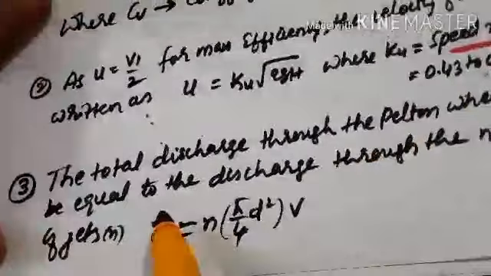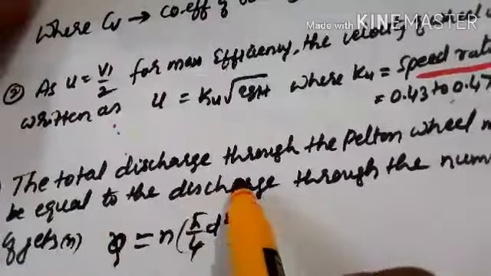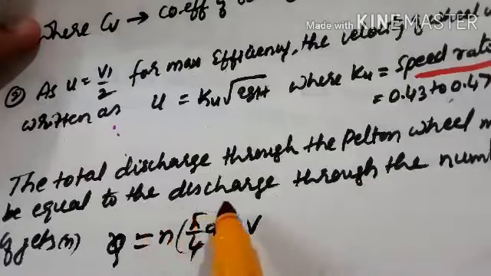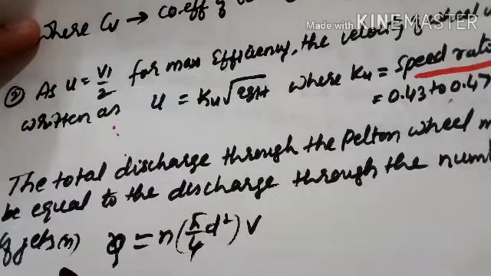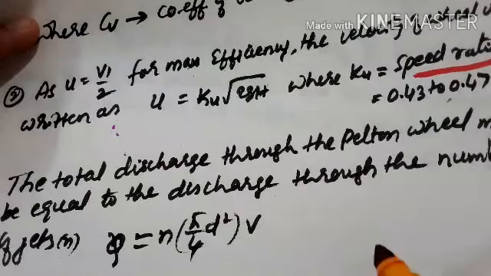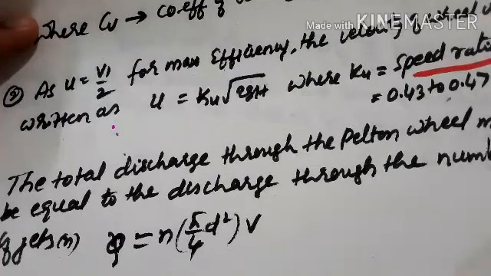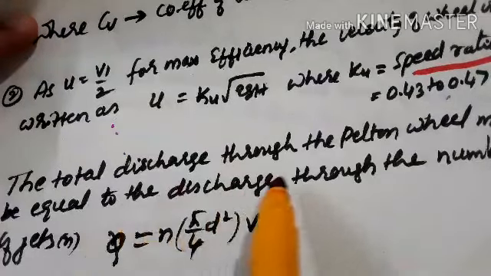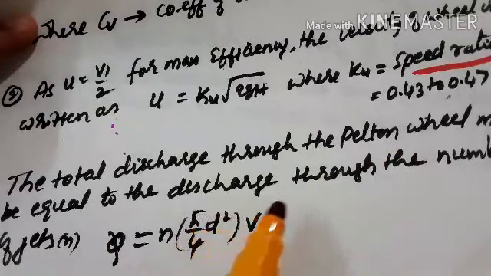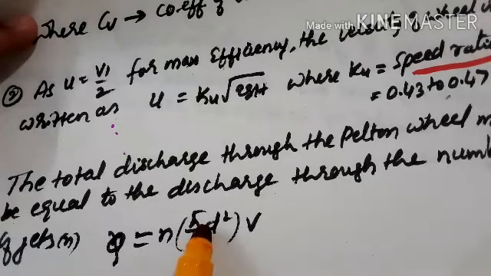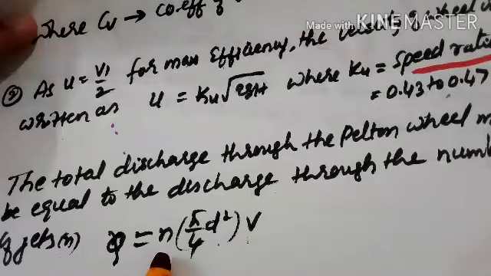Then the third one is that the total discharge through the Pelton wheel must be equal to the discharge through the number of jets. If the turbine is running by providing a number of jets and we want to calculate the total discharge, then the total discharge through the Pelton wheel must be equal to the discharge through the number of jets provided. So Q equal to N into pi by 4 d square into V, that is A into V, where N is the number of jets.